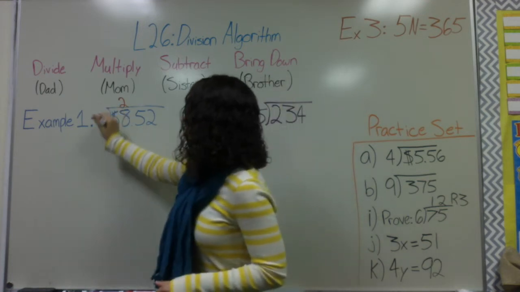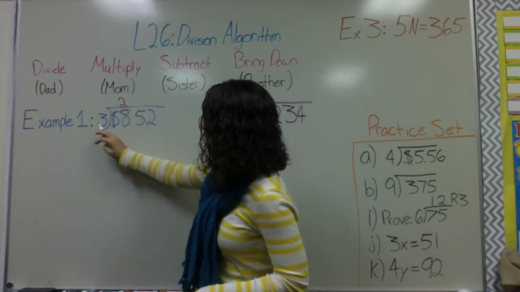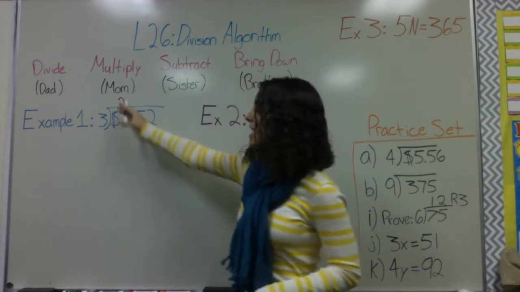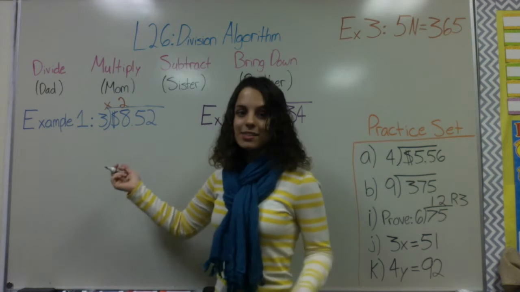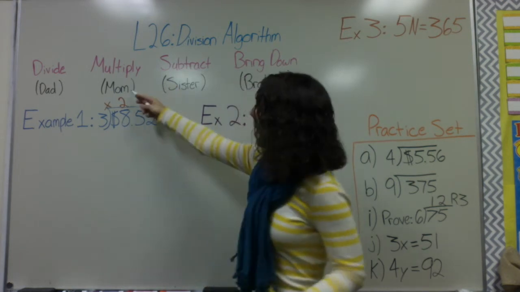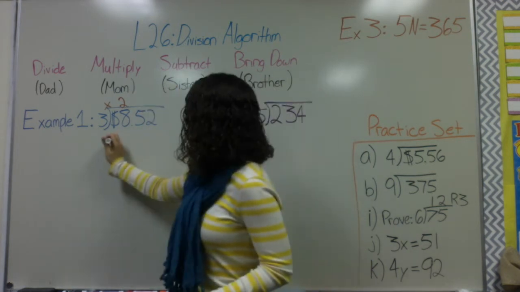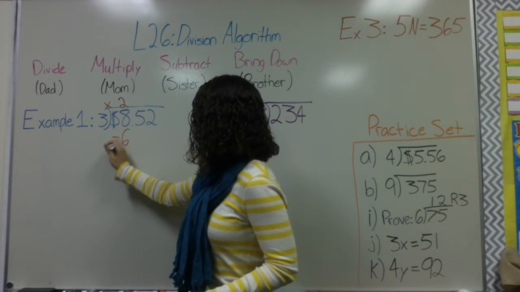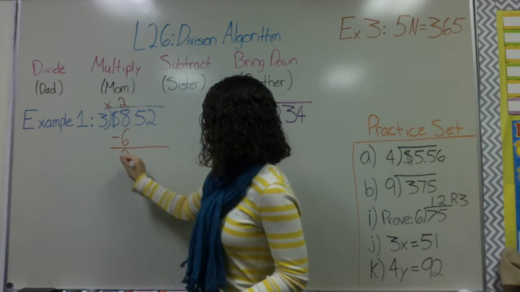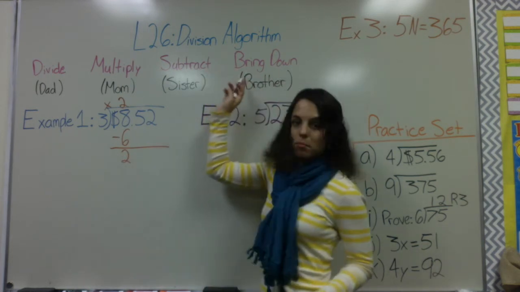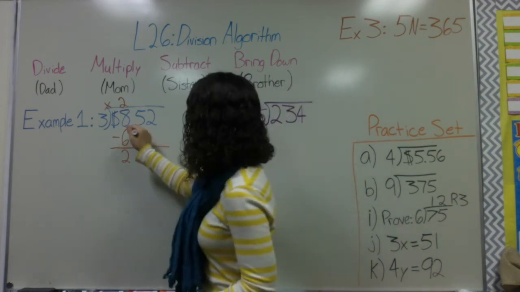Then I multiply the number that I just wrote down. Whenever I divided, it said 3 goes into 8 2 times. Now I'm going to multiply 3 times 2, and that's 6. So after I multiply, I then subtract. So I'm going to subtract 6. 8 minus 6 is 2, and then I bring down. Bring down my next digit.